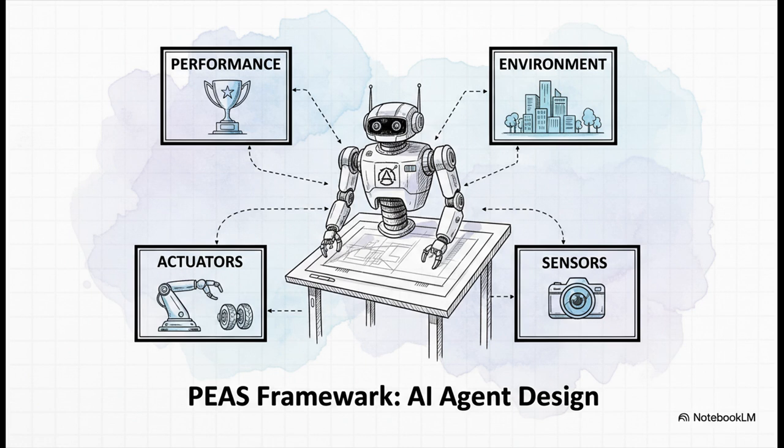So if you wanted to build an AI agent, what's the recipe? Well, it all starts with this simple but really powerful checklist called the PEAS framework. Before a designer writes a single line of code, they have to answer 4 key questions. How do we measure success? Where is this thing going to operate? What can it physically do? And what can it see?